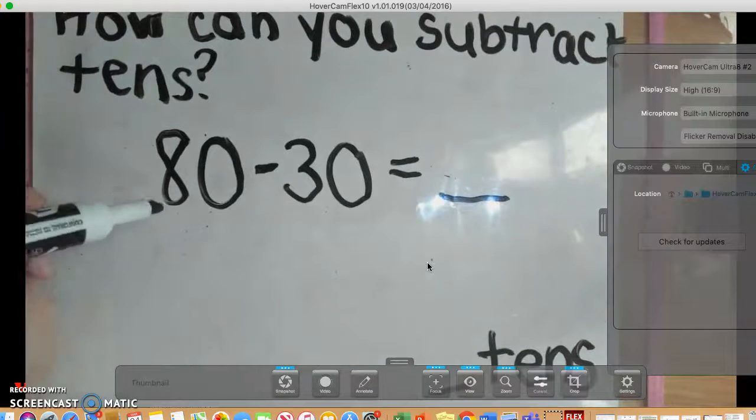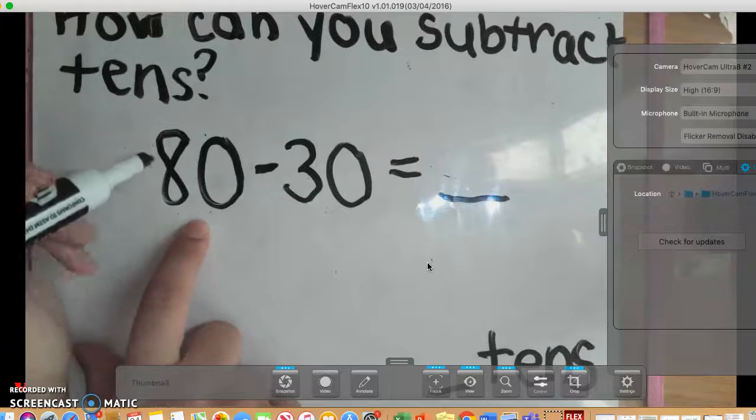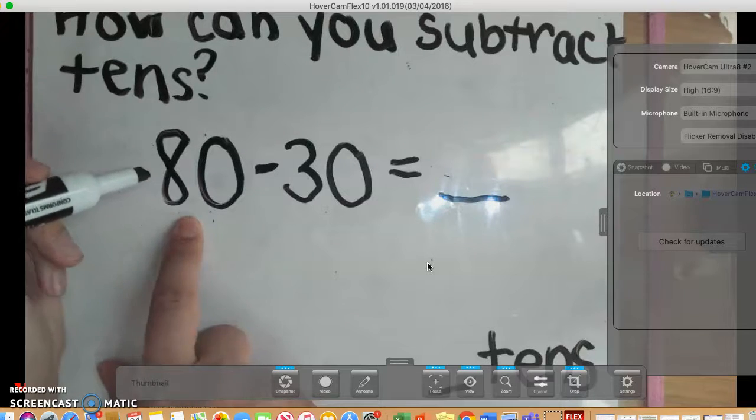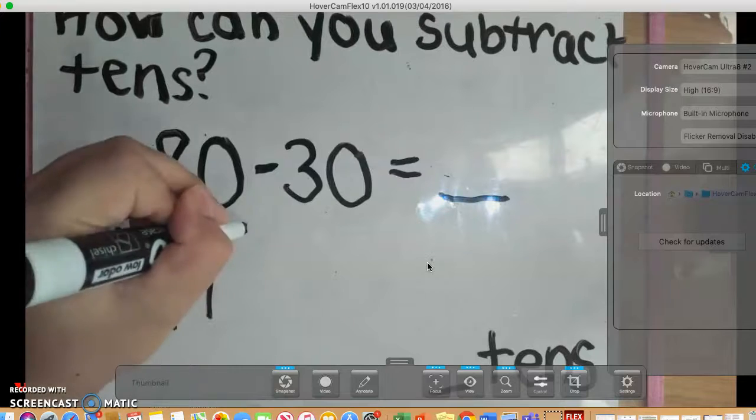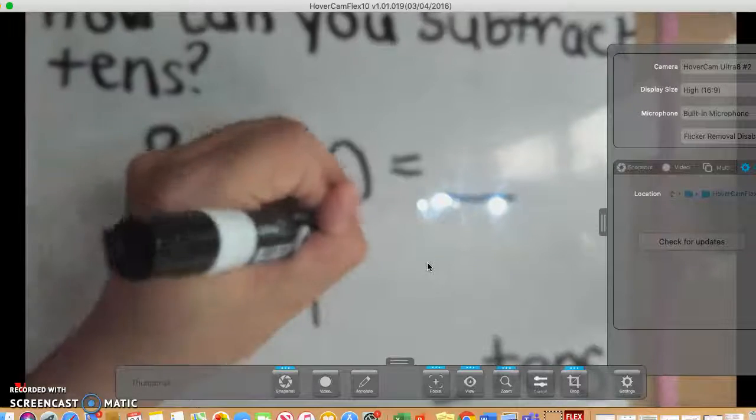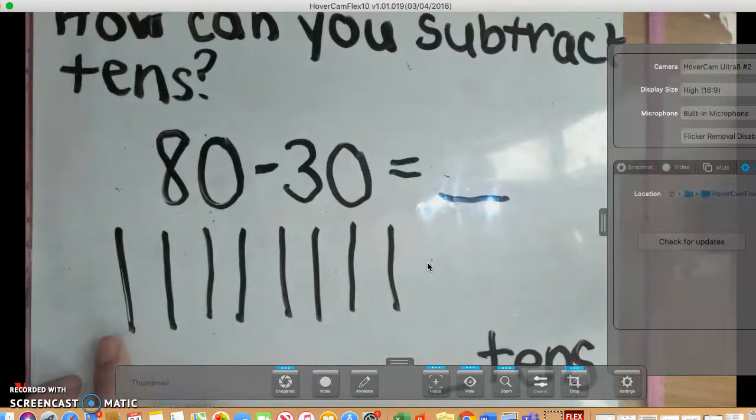So I'm going to do the same thing again, and represent how many tens I start with in 80. I could tell in 80 I start with 8 tens. So let me do 1, 2, 3, 4, 5, 6, 7, 8. I'm going to check it just to make sure, or count by tens this time. 10, 20, 30, 40, 50, 60, 70, 80.